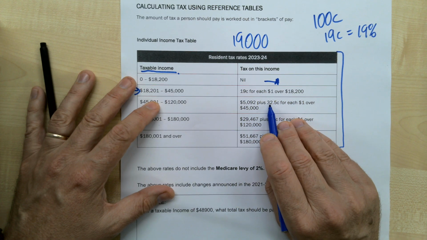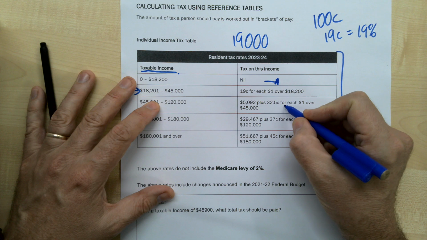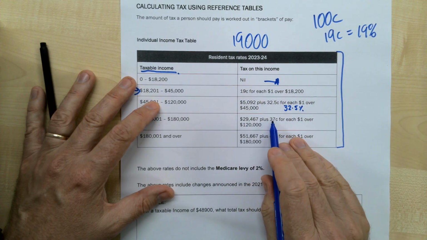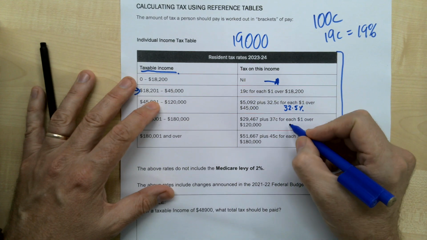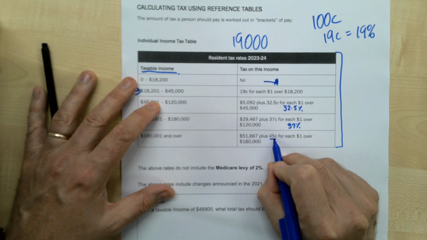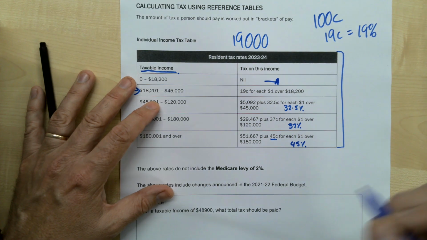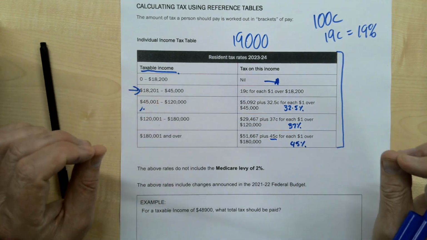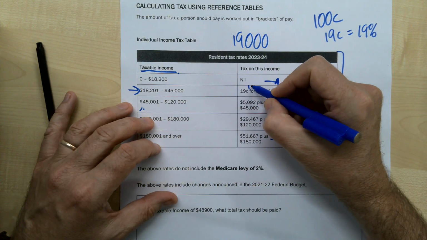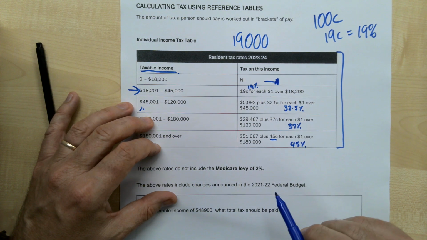Looking down here, we've got 32.5 cents for each dollar, that's 32.5%. 37 cents for each dollar, that's 37%. And this one here, 45 cents for each dollar, so that's 45%. That's step one. You need to understand that. This one here is 19% because it's 19 cents for each dollar.